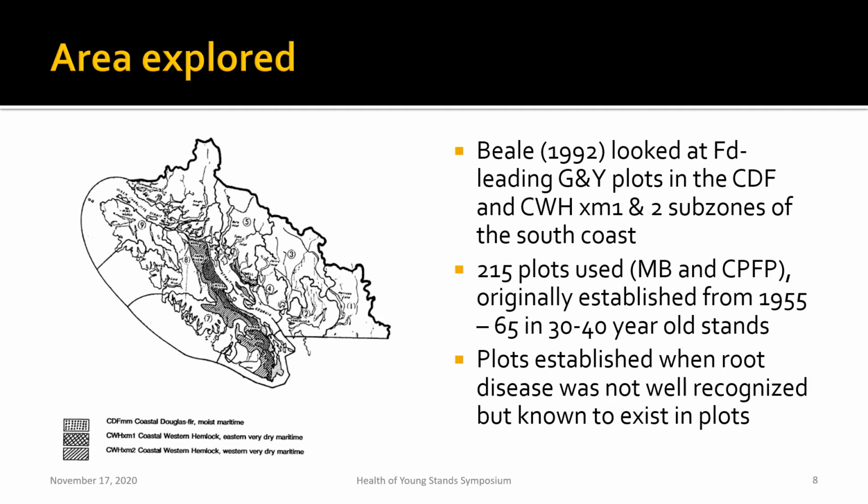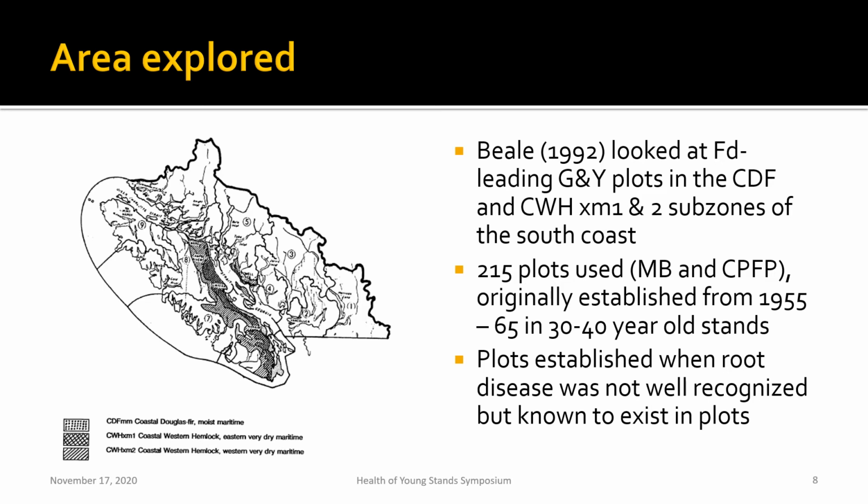215 plots were used in Jeff's analysis, provided by the timber companies Macmillan Bloedel and Canadian Pacific Forest Products, neither of which exist today. These plots were originally established from 1955 to 65 as part of those timber companies' growth and yield programs in 30 to 40-year-old stands. So by the time Jeff got around to looking at them, they were already about 55 to 70-year-old stands.